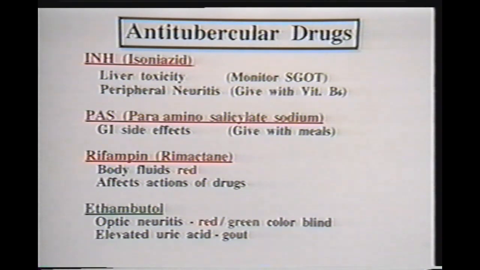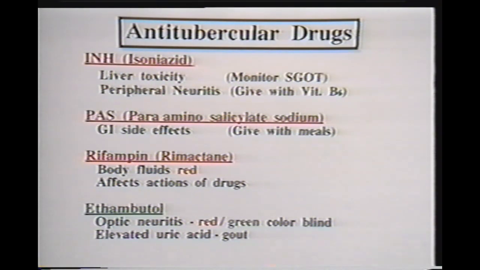To monitor liver toxicity, we do liver function tests, particularly the AST, used to be SGOT, and monitor that baseline and then during therapy. And to prevent peripheral neuritis, we need to give this with vitamin B6. Other drugs that might be used might include streptomycin, which we've already talked about, PAS, para-aminosalicylate sodium. This always sounds to me like aspirin, salicylate, so it reminds me it has GI side effects. This one we give with meals. It's the only one that we give with meals.